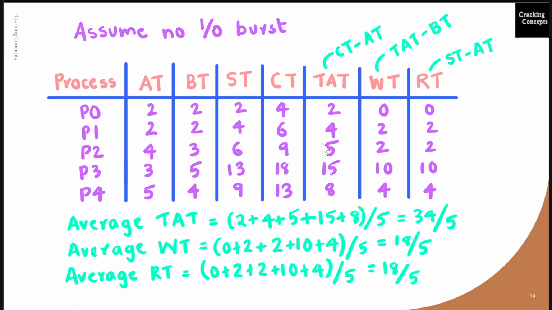Now we have all these values. We'll be able to calculate the average of all these. So the average turnaround time, summing this up and dividing by 5, we get 34 by 5. Average wait time is 18 by 5 and average response time is again 18 by 5.